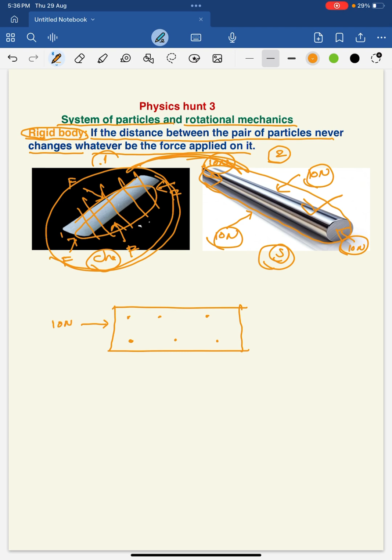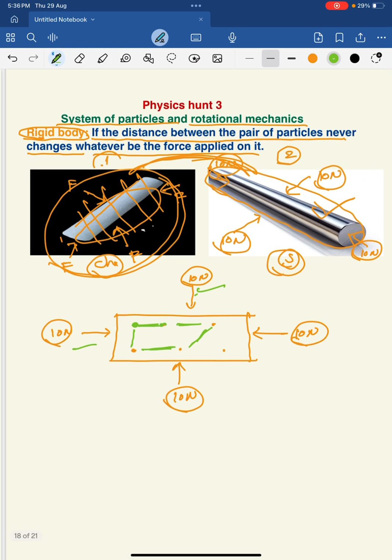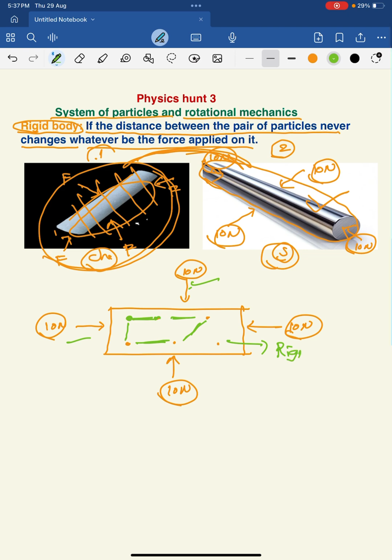I applied a certain amount of force, 10 newtons here and 10 newtons here and the same 10 newtons here as well as 10 newtons here. Okay, so I'm compressing this steel rod with the help of four different forces. Due to this external force, whatever particles are present inside the material, right? So this is the first particle and this is the second particle. Due to this external force, the distance between any pair of particles is not at all changing, then we can say that the body is a perfectly rigid body. Okay, so here the steel rod is a perfect rigid body as compared to the chalk piece.